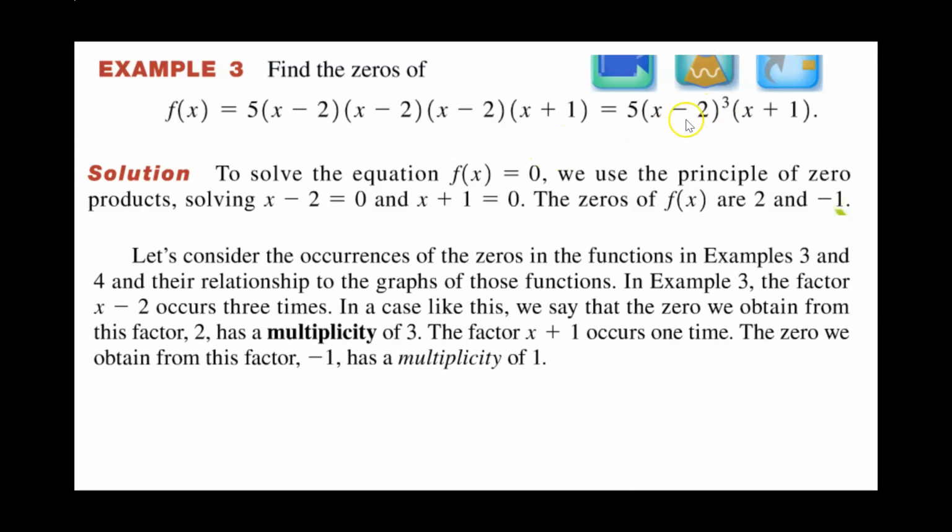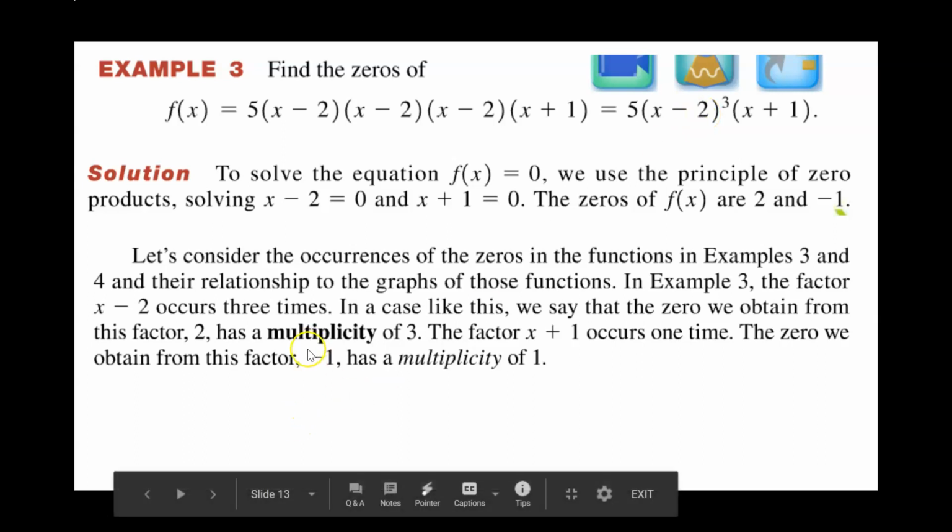So here we have how many 2's? 1, 2, 3. That's why we have this as a cube. Then how many x plus 1's? We have just one of these. So for my zero, x minus 2 gives 2, and it has a multiplicity of 3.